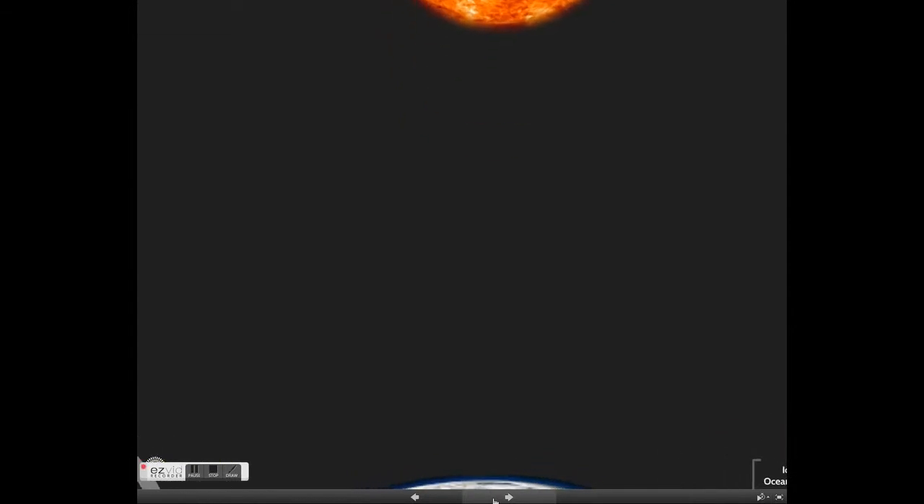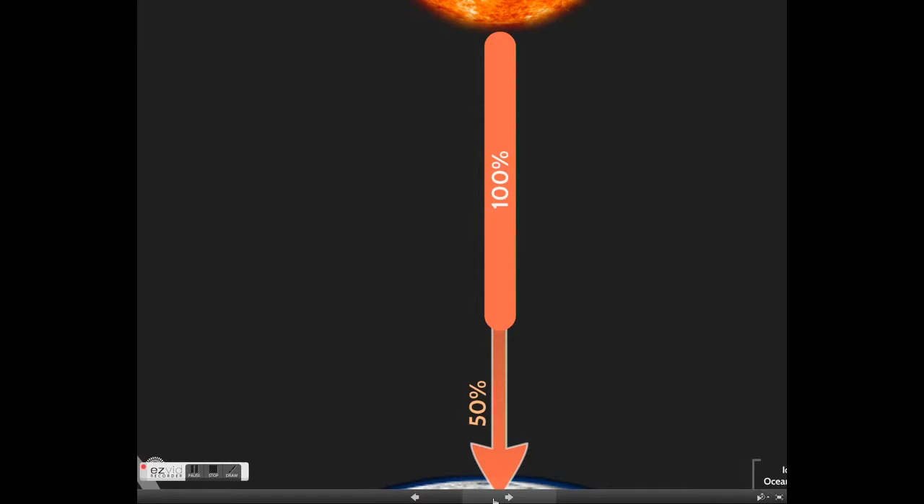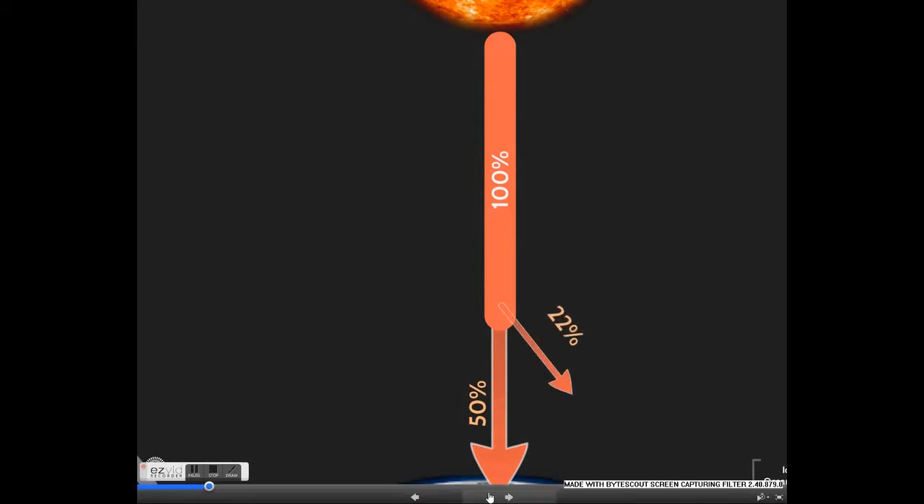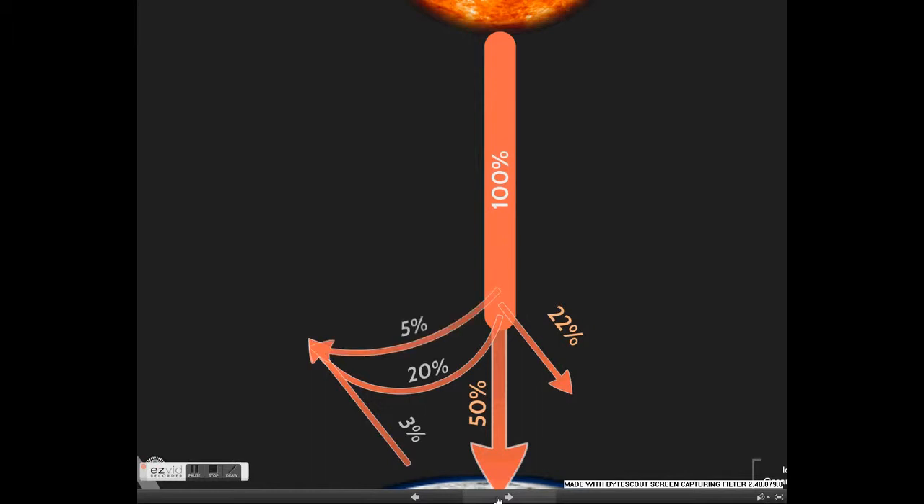sun. About 50% of solar radiation is actually absorbed by Earth's surface, 22% absorbed by atmosphere and clouds, 3% reflected from Earth's surface, 20% reflected by clouds, and 5% reflected by the atmosphere. And together, only 50% is reflected.